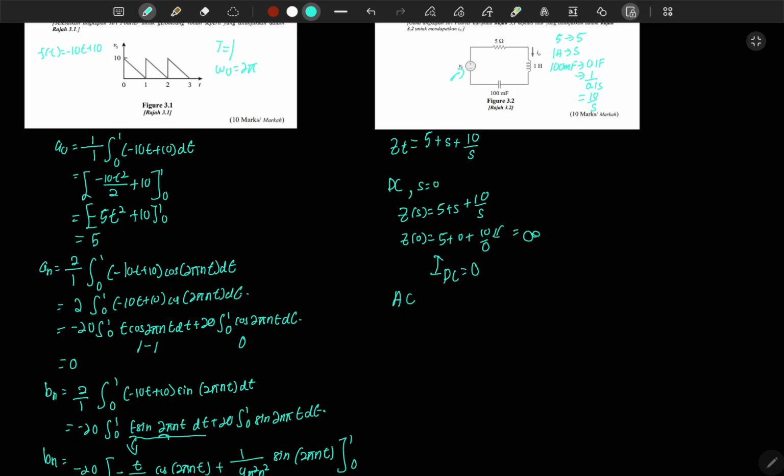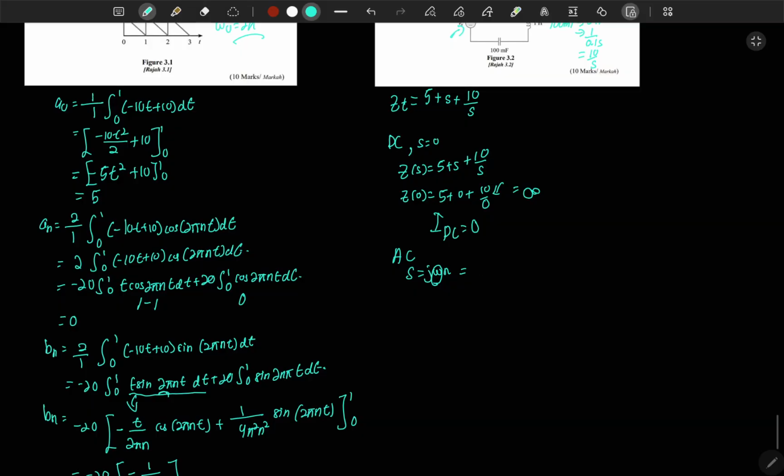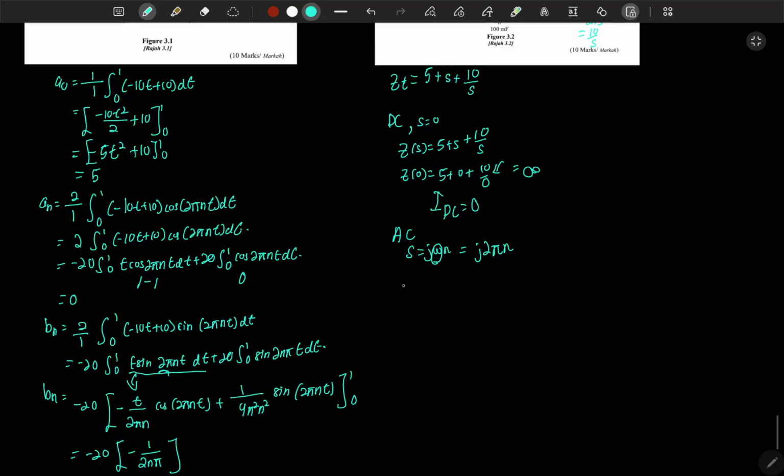Here we need to be very careful. S is equivalent to jwn, and our w is given as 2 pi. So it becomes j 2 pi n. Now our S is j 2 pi n, so Z is equivalent to 5 plus, just replacing every S with the value given.